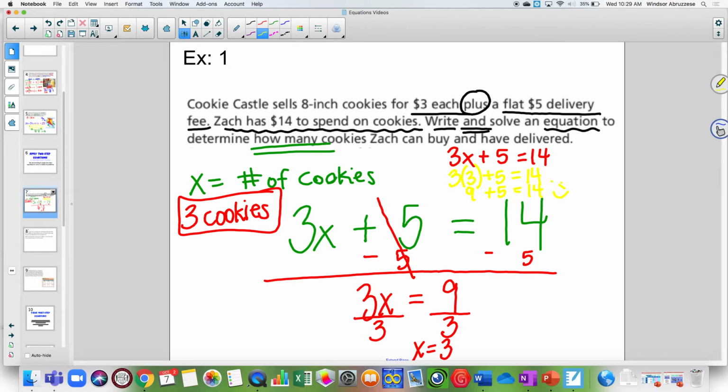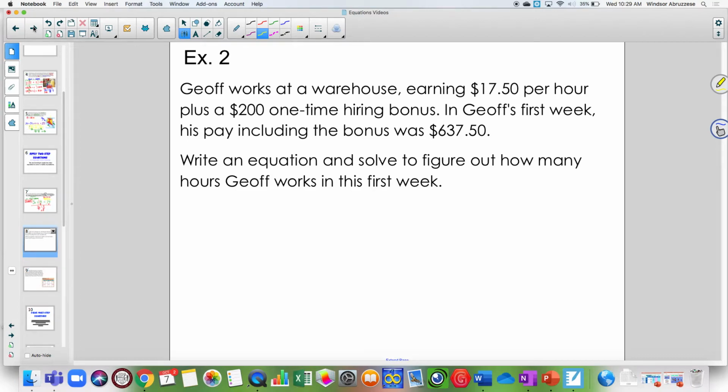Example 2. Again, no picture, that's okay. Read it once all the way through. Jeff works at a warehouse, earning $17.50 per hour plus a $200 one-time hiring bonus. In Jeff's first week, his pay including the bonus, was $637.50. Write an equation and solve to figure out how many hours Jeff works in the first week. Okay, now let's go in with our pen.